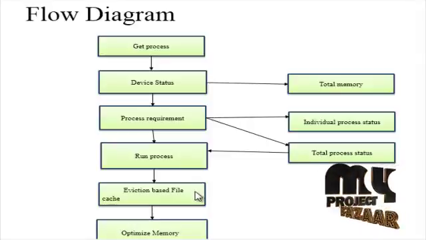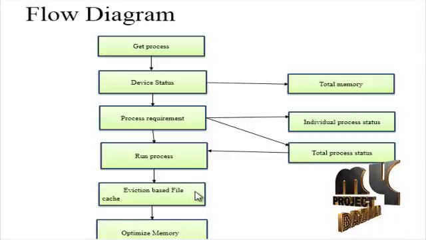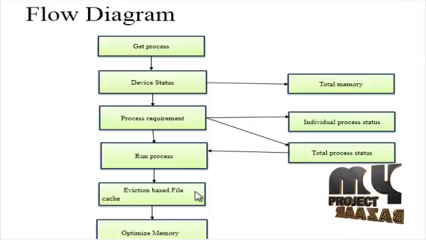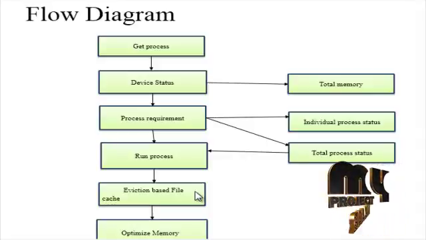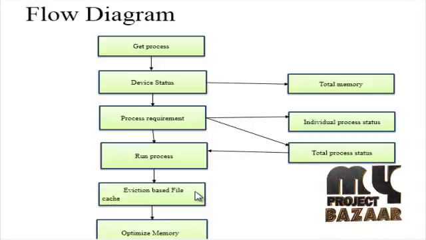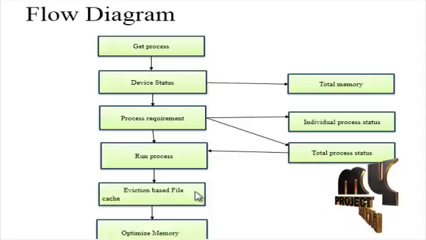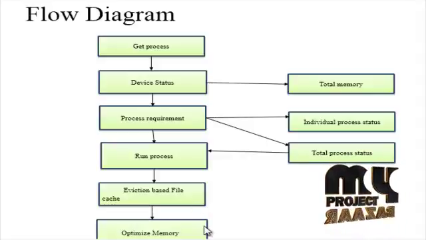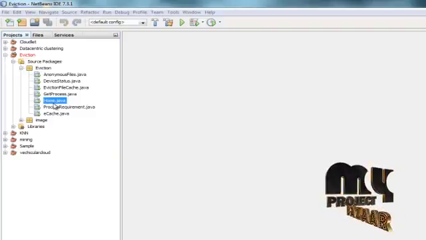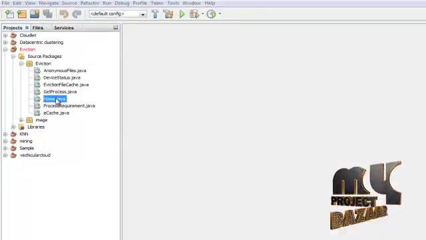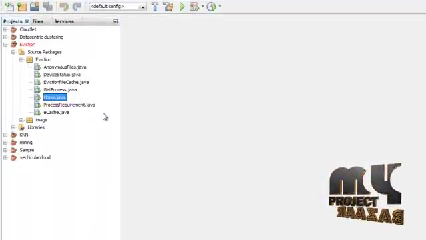Then after running, we assume that our applications will be running in lower memory, so in this lower memory we will be using the eviction based file cache system. After utilizing the eviction based system, the memory will be optimized. This is our final step. This is our output. Right click the home page and click on run file.